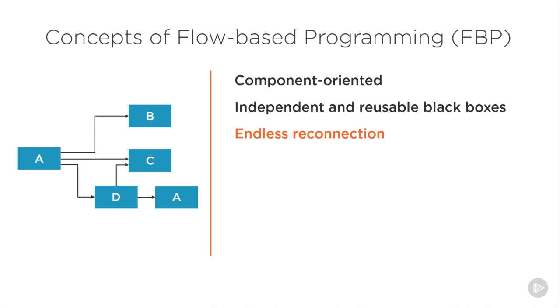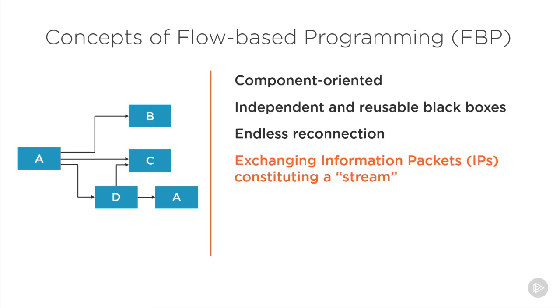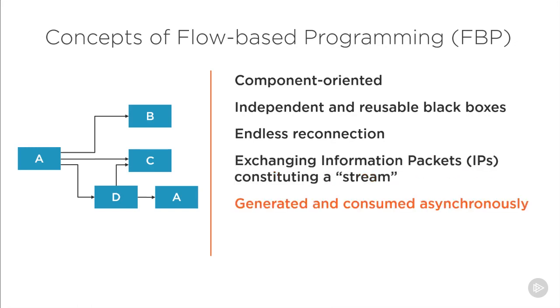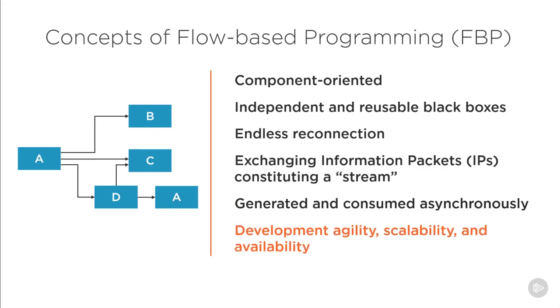That means together they can form a kind of pipeline to process necessary and relevant information by exchanging so-called information packets over predefined connections via message passing. The connections are thereby specified externally to the processes. Information packets are usually structured chunks of data, and they can be generated and consumed asynchronously. This constant data exchange finally makes up a continuous data stream flowing through the system. This asynchrony, together with the non-monolithic architecture of flow-based programming, generally improves development agility, scalability, and availability.